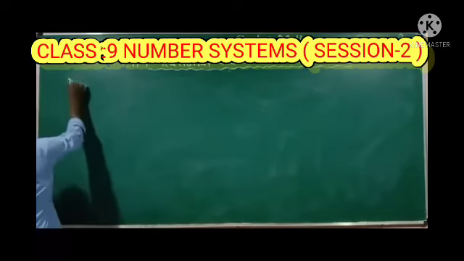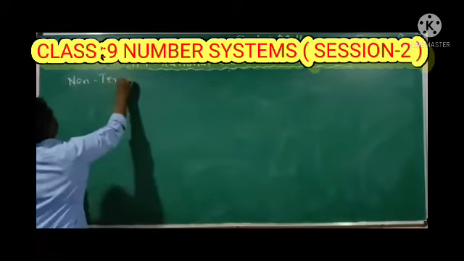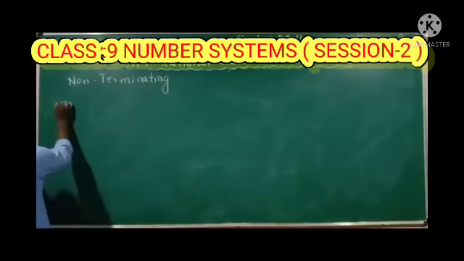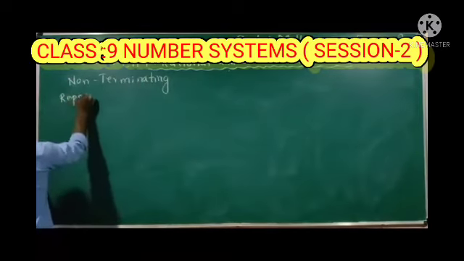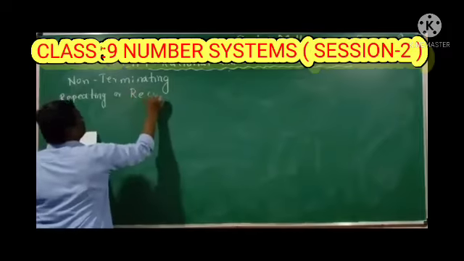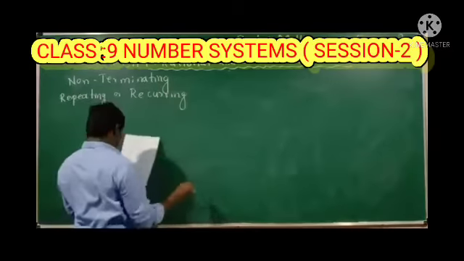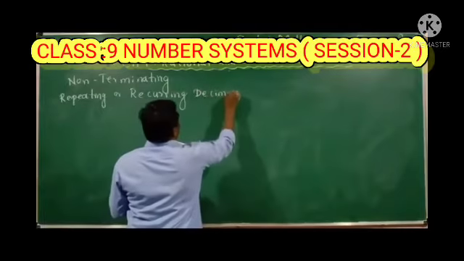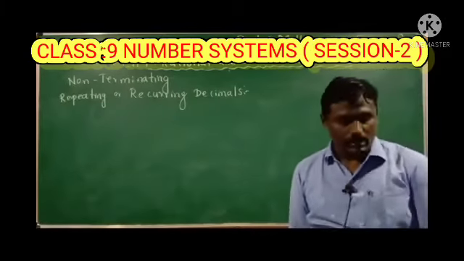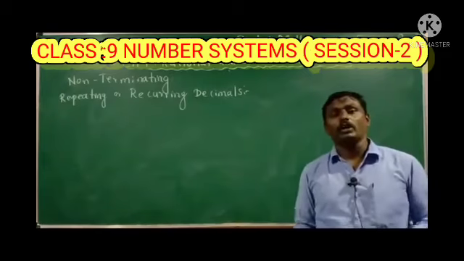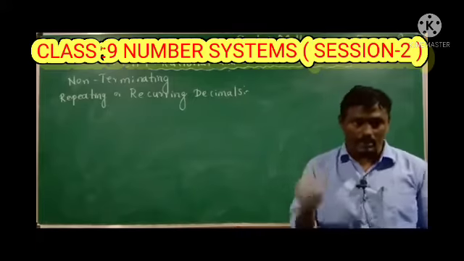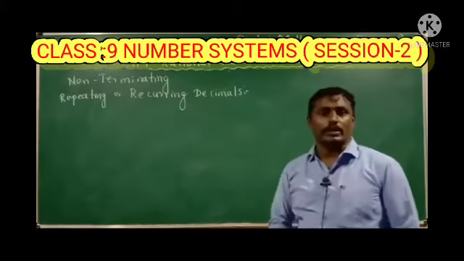So the next concept is non-terminating. This non-terminating is also called repeating or recurring decimals. A decimal in which a digit or a set of digits is repeated is called a non-terminating expansion.